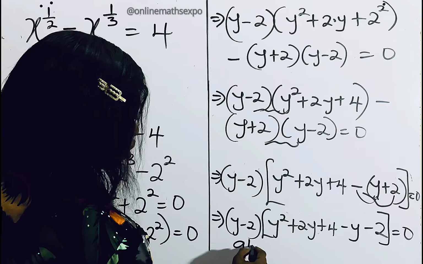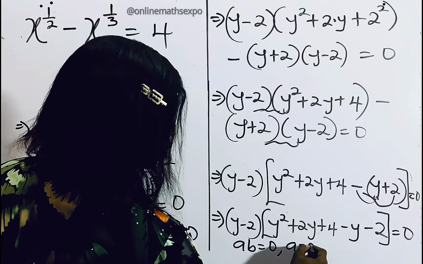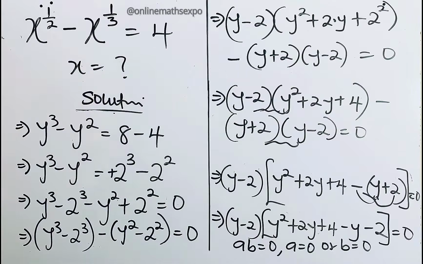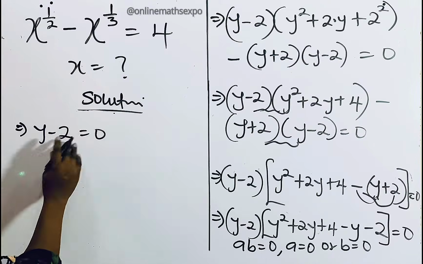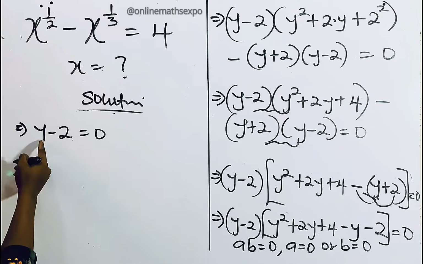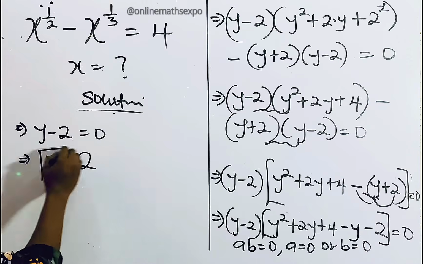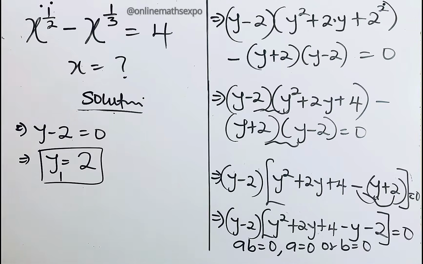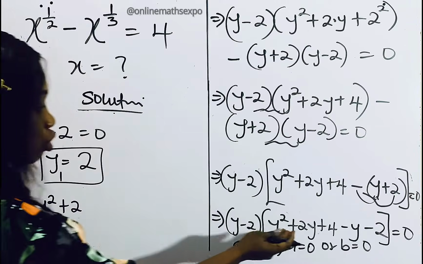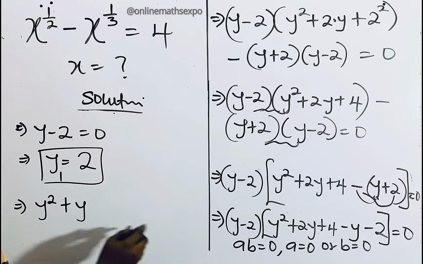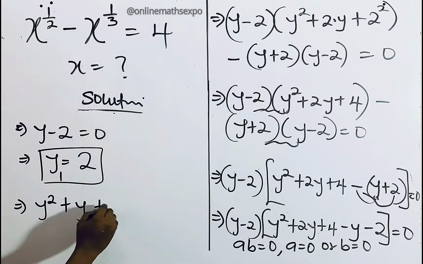Remember, for every AB equal to 0, either A is 0 or B is 0. Now let's apply it here to have y minus 2 equal to 0. To get y, add 2 to both sides. So if you add 2 here, y becomes 2. This gives us the value of y, which we already stated at the beginning. Now let's get this. We also have y squared plus 2y minus y, so it's going to be plus y. Then 4 minus 2 will give us 2.